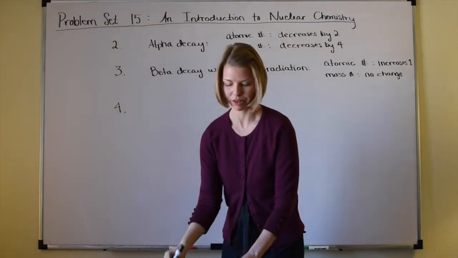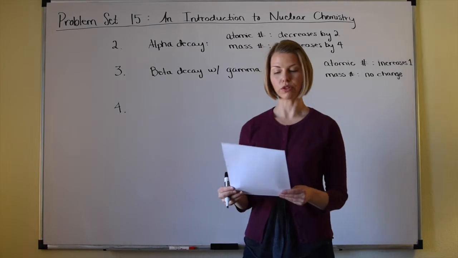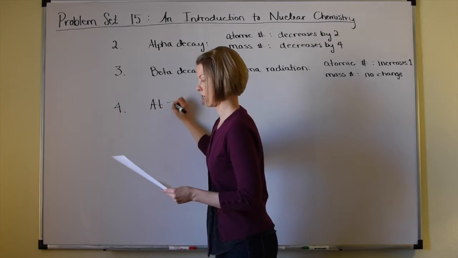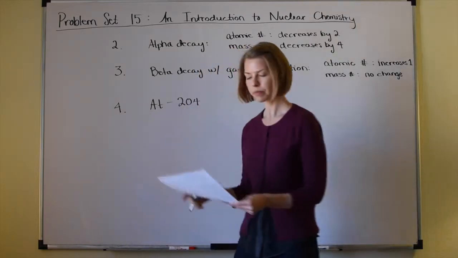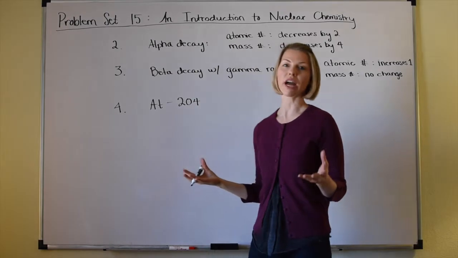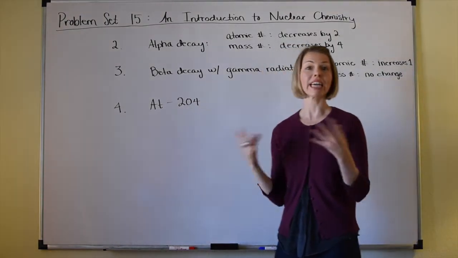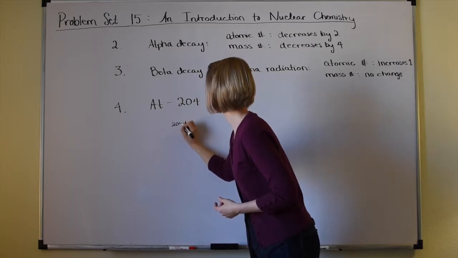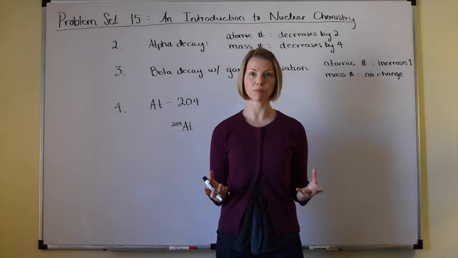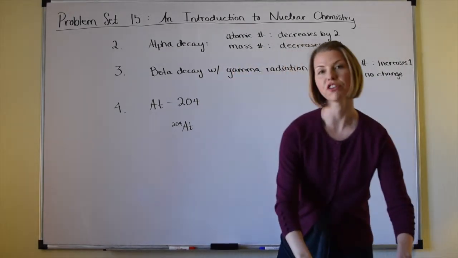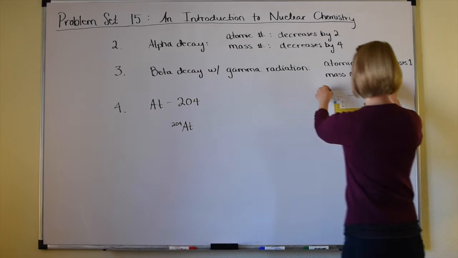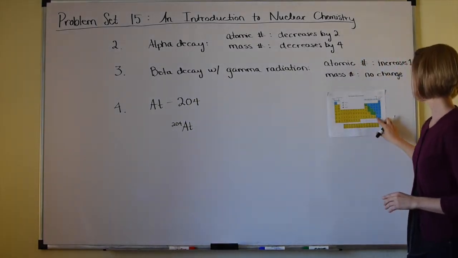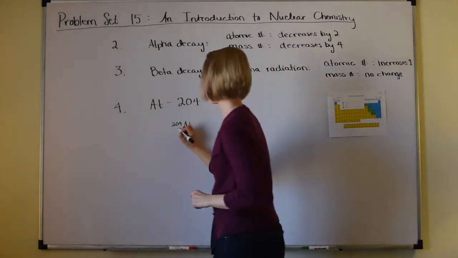Okay, number 4. What isotope results from alpha decay of astatine-204? So let's go ahead and just write the alpha decay reaction here. And so we're going to need to write a proper symbol here for astatine-204, and for that we need to know the atomic number. So I'm going to go back to my periodic table. Astatine is a halogen. The atomic number is 85.